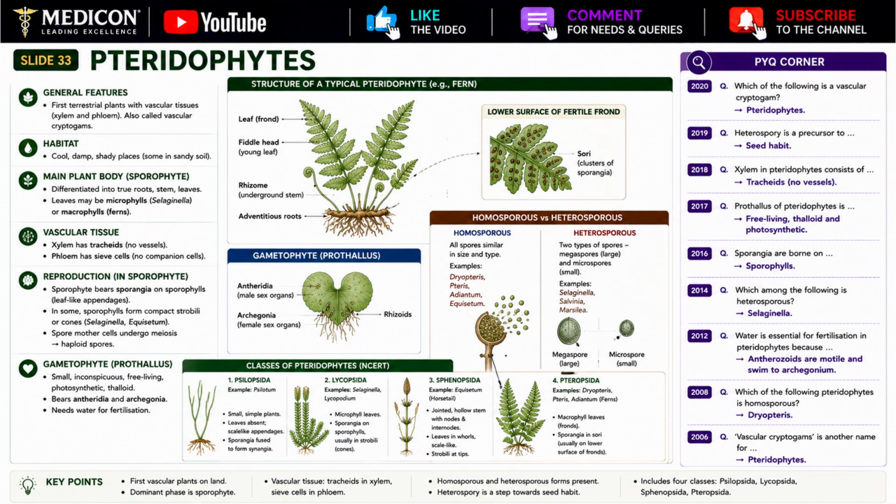Next come the pteridophytes. The more evolved type of plants are pteridophytes. So first we have thallophytes, that is algae and fungi. Then we have bryophytes like liverworts and mosses. Now we have pteridophytes.